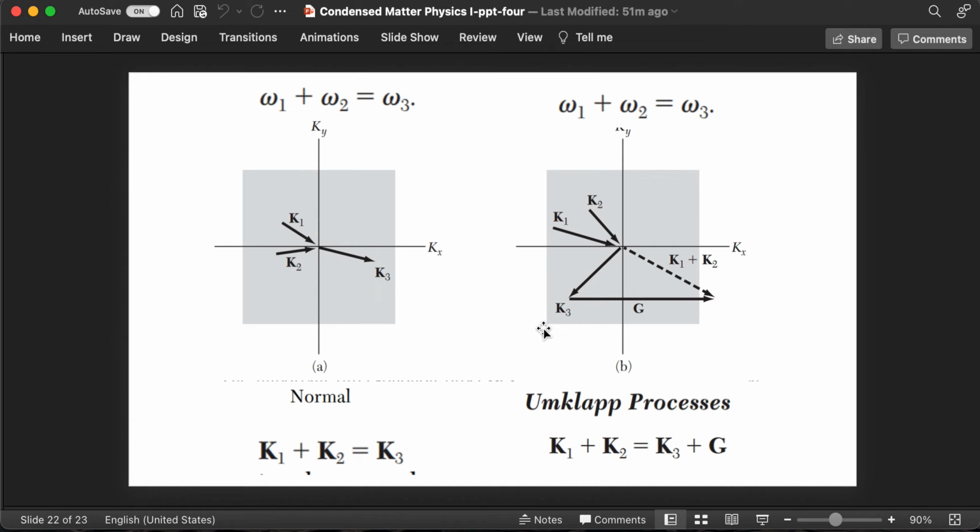This inelastic scattering process is what is necessary for the system to go back to the equilibrium state when the heat source is removed. This inelastic scattering process is necessary to ensure that there is always some form of thermal resistance and the thermal conductivity does not become infinite.